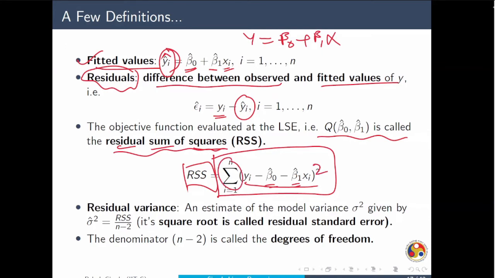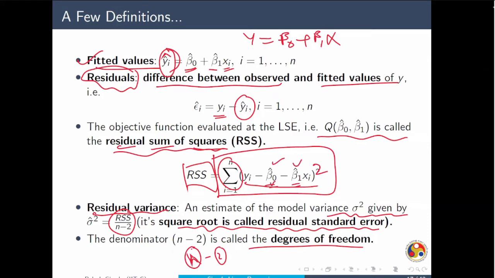And the residual variance, an estimate of the model variance sigma square, is given by RSS by n minus 2. So very roughly, this is called the degrees of freedom, and the square root is called the residual standard error. This minus 2 is coming from the fact that we have n number of observations, and we need to estimate 2 parameters there, and we are losing these 2 degrees of freedom due to estimating those 2 parameters. So this is a very rough, intuitive explanation of the degrees of freedom here.